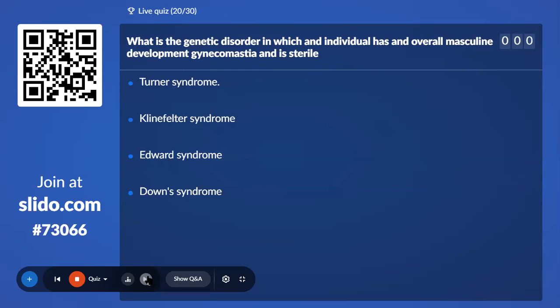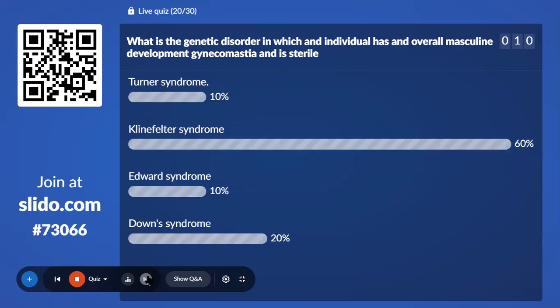Next question, the 20th question. What is the genetic disorder in which the individual has an overall masculine development, gynecomastia, and is sterile? Turner syndrome, Klinefelter syndrome, Edwards syndrome, Down syndrome. If you're joining now, go to the slide site and use the code 73066. And your time's up. Let's check the poll rate. 60% of students voted it as option B. Let's check it, and it's the correct answer.